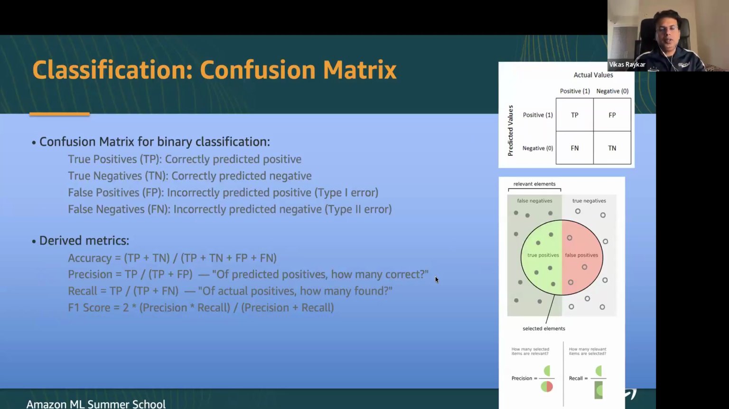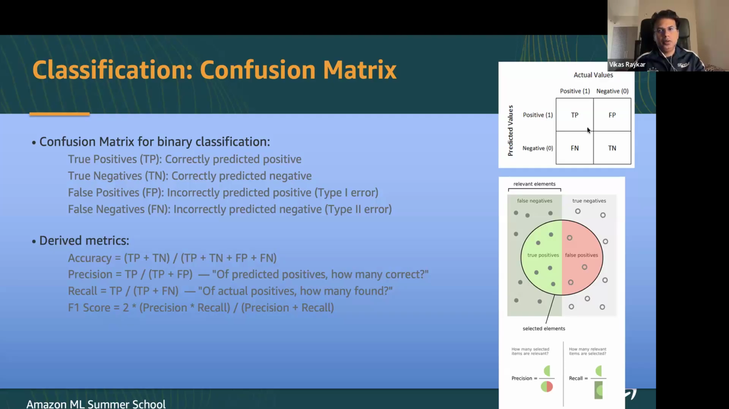The standard way to look at binary classification errors is via a confusion matrix. Let's take a look at the table on the right here. There is an actual value and a predicted value. The actual value can be either 1 or 0, positive or negative, and the predicted value can also be 1 or 0, positive or negative. This gives rise to four classes: true positives, false positives, false negatives, and true negatives.